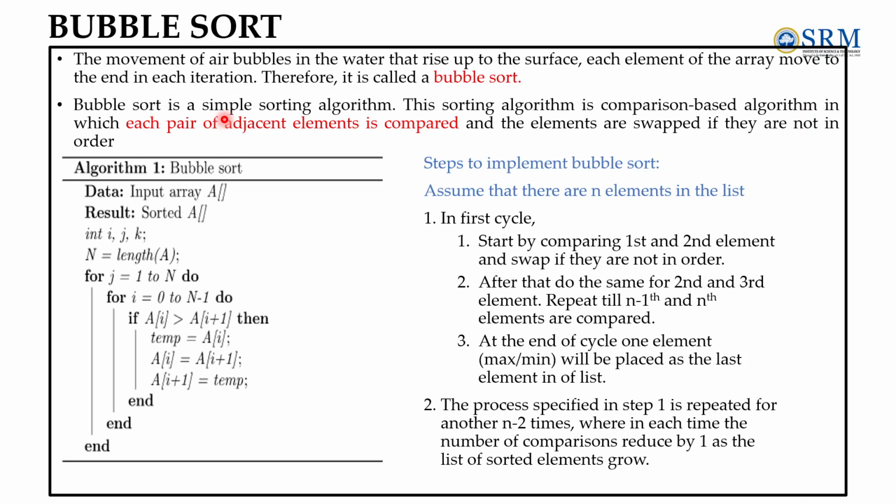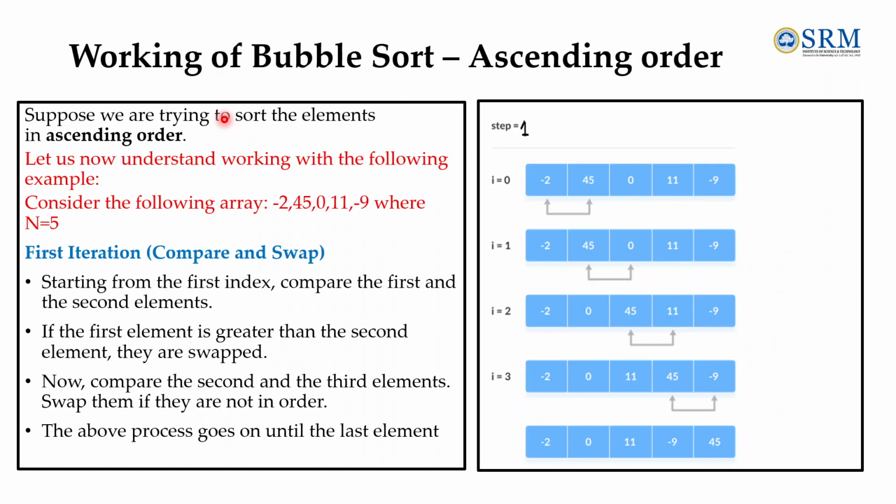Next one is bubble sort. Bubble sort is nothing but the movement of bubbles in the water. If you throw a stone over there, the bubbles will come to the top. So that's the movement of air bubbles in the water that rise up to the surface. Each element of the array moves to the end in each iteration. Therefore, it is called bubble sort. It's simple. In every iteration, the largest element will come at the last. That's a bubble. So now we'll go to the example.